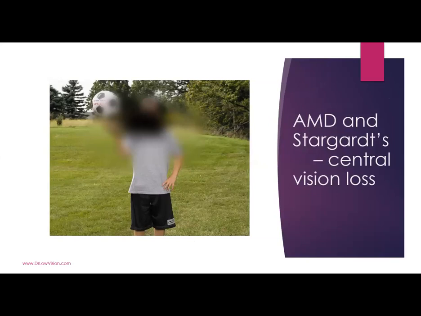So with macular degeneration, or another condition, Stargardt's, which is often referred to as a juvenile form of macular degeneration and is an inherited condition, it affects the central area of vision. In this picture, you see there is a boy, or you think it may be a boy. He's holding a soccer ball. You can see his one hand is resting on his hip, but the person's not able to see the detail of the face.